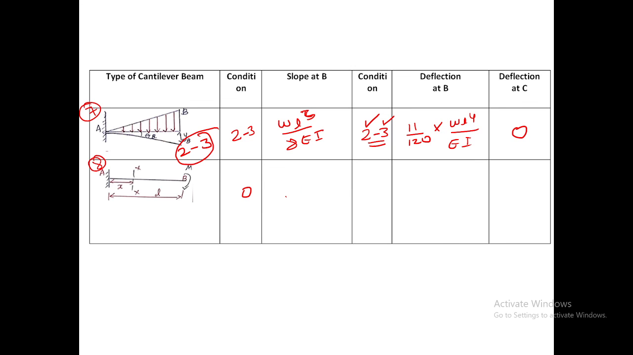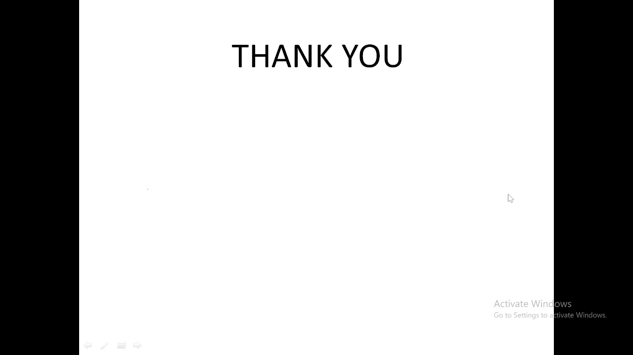In this condition, which is a simple one, the slope is M L divided by E I. Here M L square divided by 2 E I. Taking moment about point L, M L divided by E I, so M L square divided by 2 E I. The deflection at C is 0. Thank you.